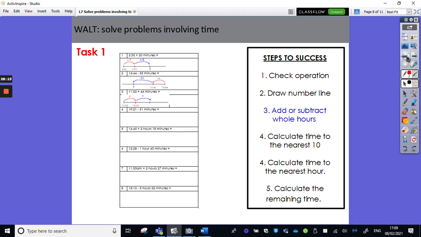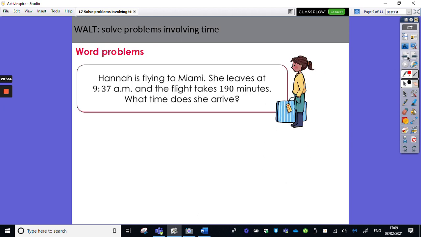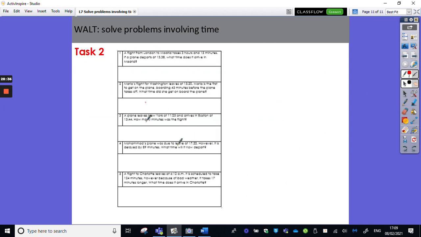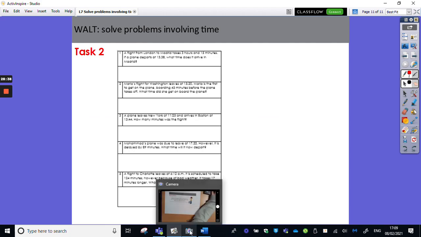Okay, welcome back. Really well done if you've managed to have a go at those. Hopefully it wasn't too tricky. Make sure you've checked your answers and you're confident before you go on to the word problem. Because if you're still finding the time adding and subtracting a bit tricky, then the word problems are obviously going to be a bit tricky for you as well, because you're going to be applying those skills. So I'm going to go through a couple of word problems now before you go on to task 2.